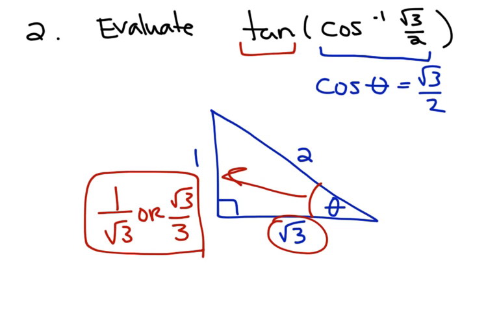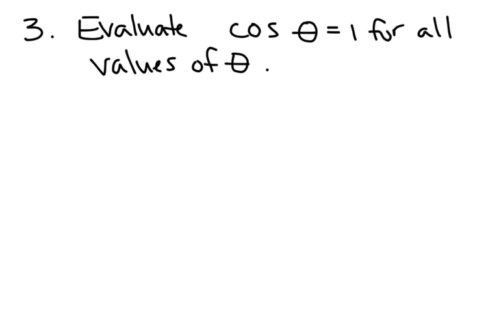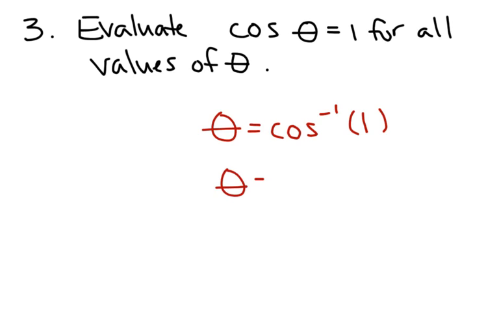I don't care. Number 3, evaluate the cosine of theta equals 1 for all values of theta. That means that you're going to start with, well, okay, so the cosine of theta equals 1. Theta is the inverse cosine of 1. If you shove that in your calculator, you're going to find out that cosine is 1 at 0 degrees. But that's just for one rotation. If you just look at angles between 0 and 360, the answer is 0.